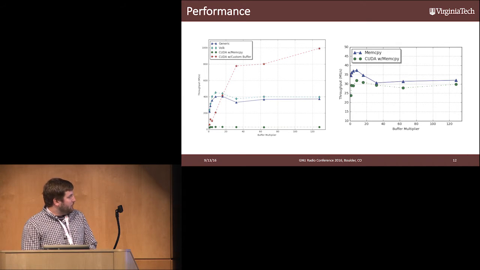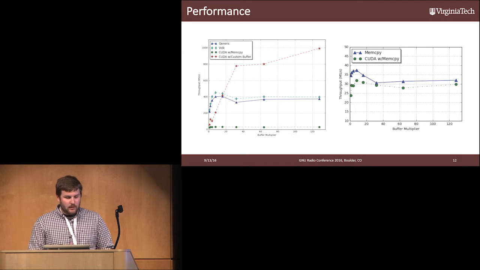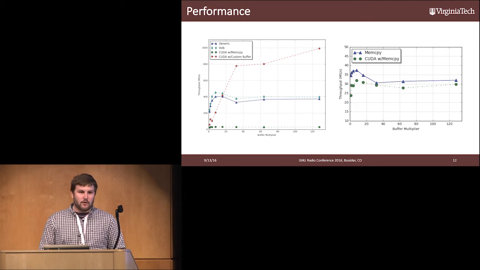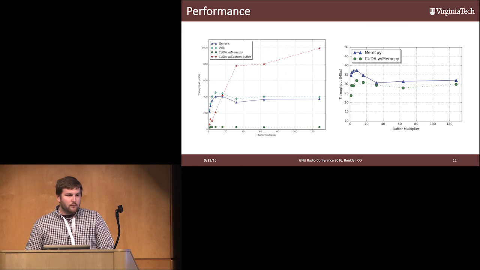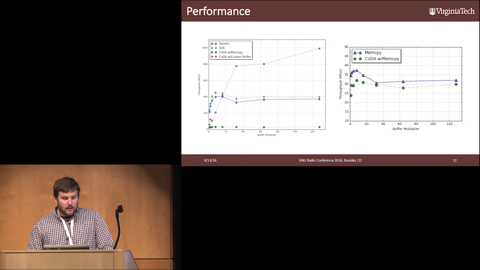The green one at the very bottom is the CUDA implementation with the memory copy. So you can see very clearly that the memory copy is causing significant performance loss on this. And on the right, that's a comparison between the same exact flow graph, one of them where it's actually executing the CUDA kernel, and the second one where it's not. So that comparison shows that the memory copy is what's causing a significant amount of overhead there.